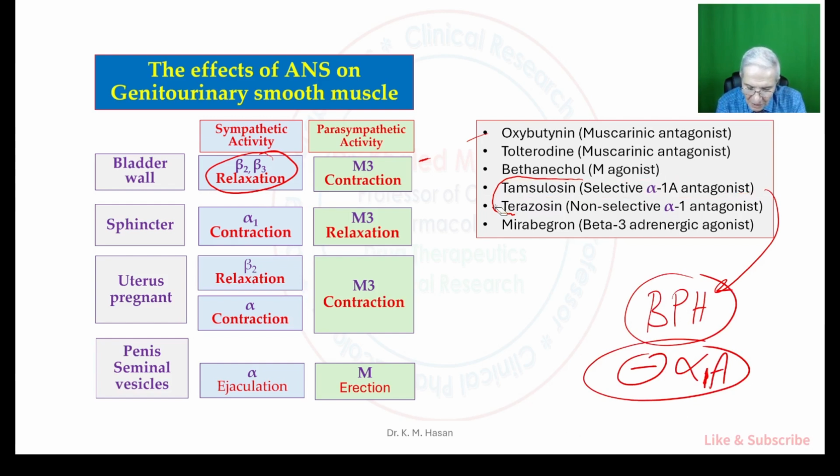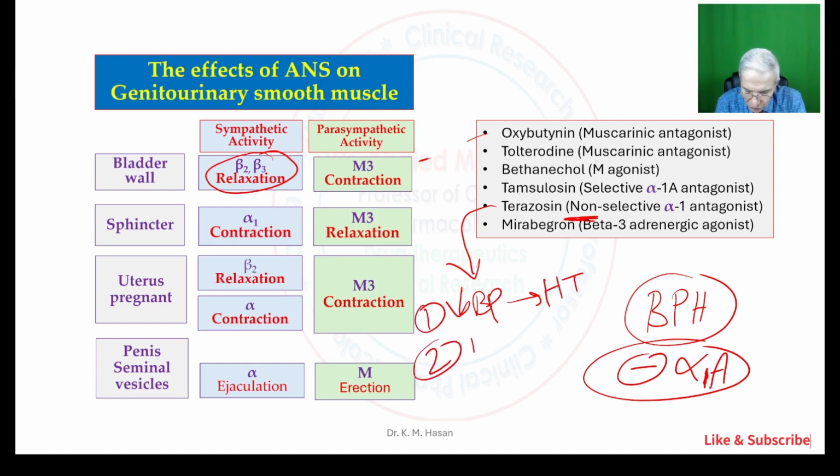Then we move to the next one, terazosin. Terazosin is a non-selective alpha blocker and decreases blood pressure. It could be used for treatment of hypertension. This is one possible use. I will type number 1. And number 2, it could be used for patients with benign prostatic hypertrophy. So we have several groups of medication here. Bethanechol, we use for atonic bladder and for paralysis of the intestine after surgery.